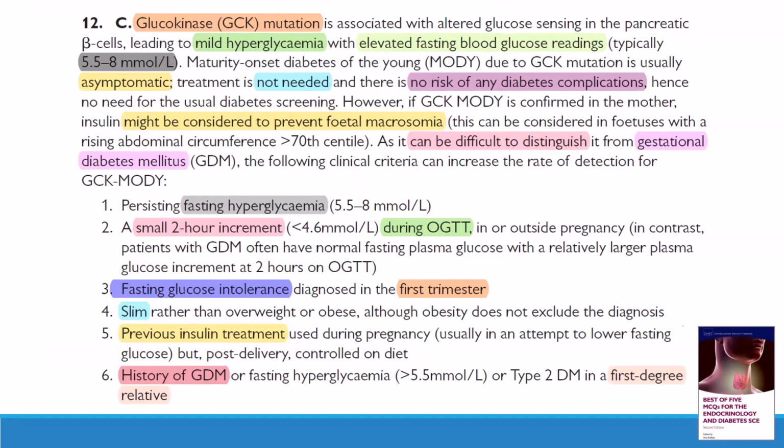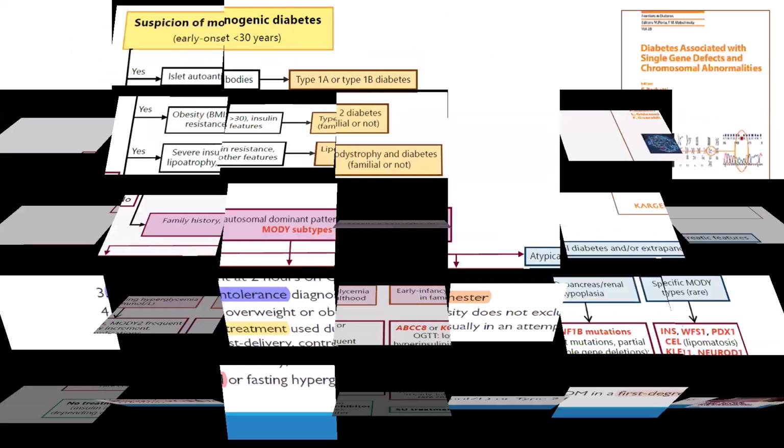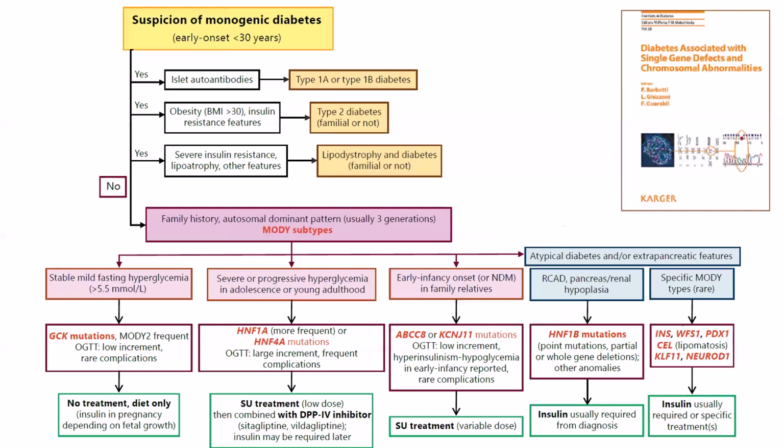So: mild fasting hyperglycemia, mild 2-hour increment, mild fasting glucose diagnosed in the first trimester. The patient is not obese. Previous insulin treatment may be required with a history of GDM. And actually, this is a very important book.